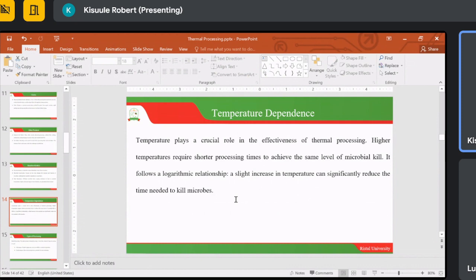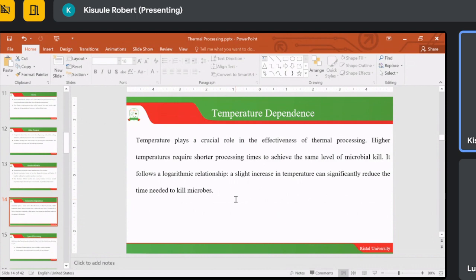Okay, so temperature dependence. Temperature plays a crucial role in the effectiveness of thermal processing, and higher temperatures require shorter processing times to achieve the same level of microbial kill. If you expose microbes to higher temperatures, you expose them for a shorter period of time. But with low temperatures, you have to expose these microbes for a longer period of time to achieve the level of microbial kill that you desire.